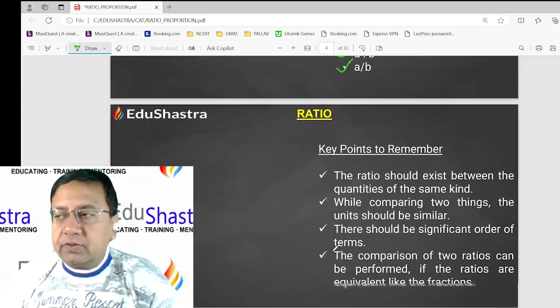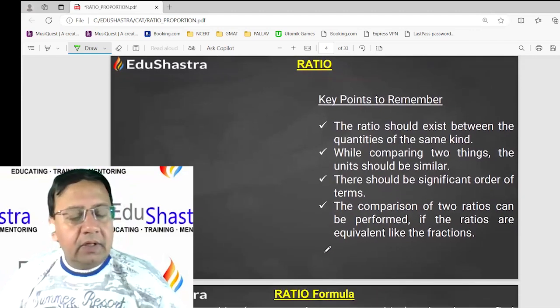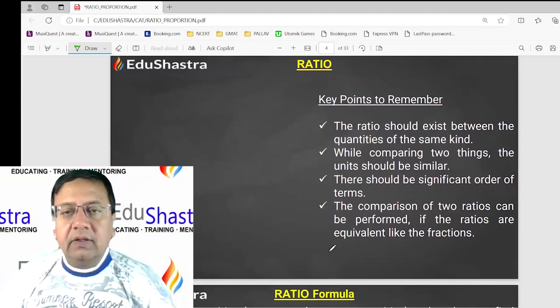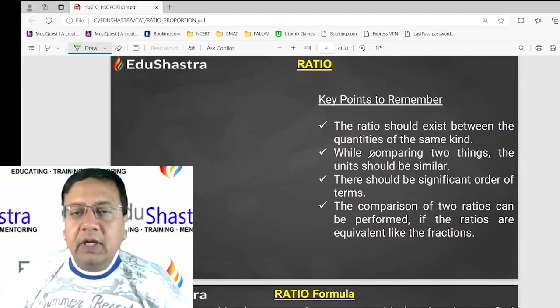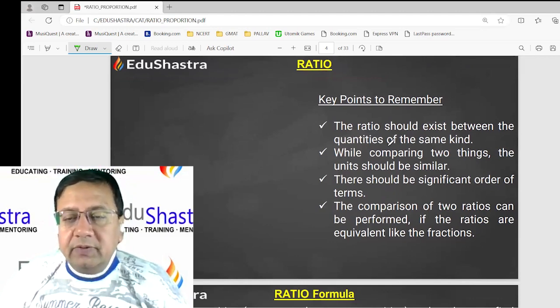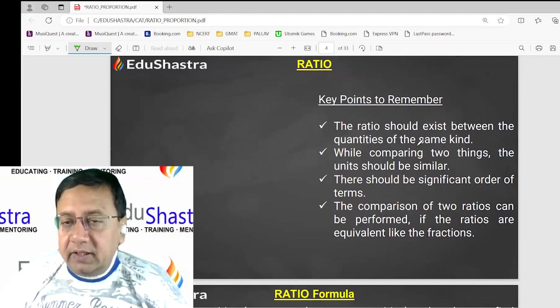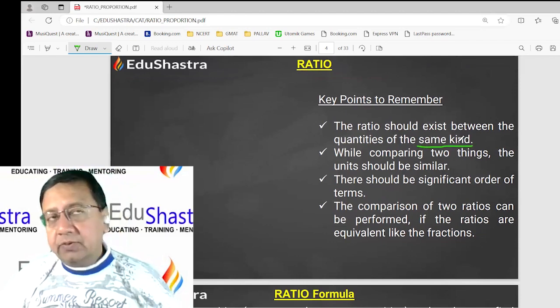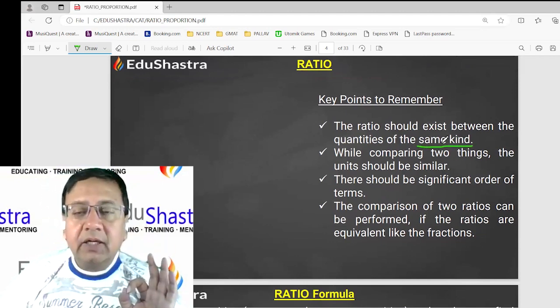Okay. So just remembering some key points. The ratio should exist between quantities of the same kind, right? Again, the same thing is repeated. So this is a very important part.